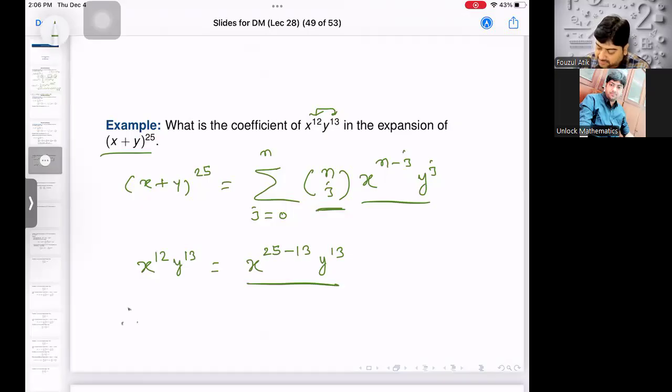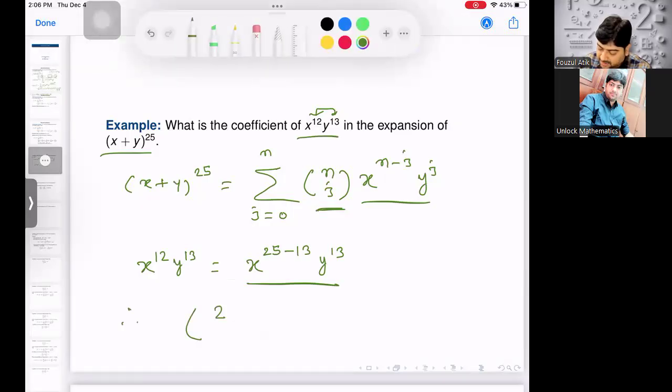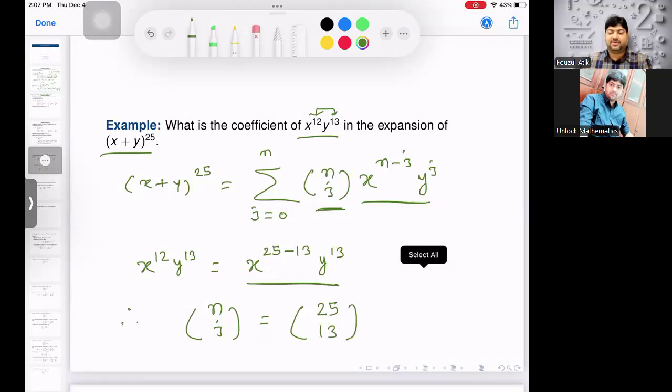So therefore, the coefficient of x to the power 12 into y to the power 13 is, I'll write it as nCj, which in this case, n is equal to 25 and j equal to 13. So 25C13 is the answer. Is it clear?